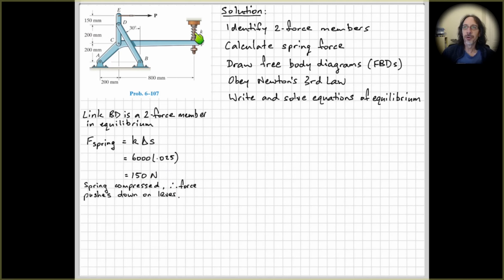So the spring is compressed. So therefore, hopefully we can see that this spring is now going to push downwards on this lever. So when we draw our free body diagram, we can include that force in the free body diagram. So in this solution, I'm going to start by drawing a free body diagram of the whole machine or mechanism. Okay, and if you're not sure, that's not a bad thing to do.